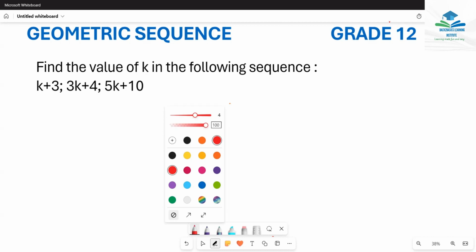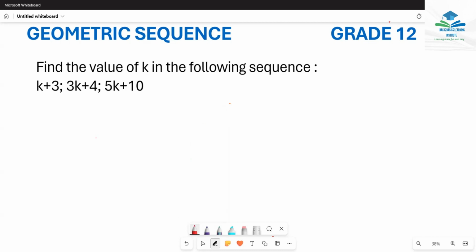Now, what we are going to be doing is looking at our geometric sequence. We are going to look at these particular exam-type questions that you may find in there. Firstly, they want us to find the value of k in the following sequence. So what can you do to find the value of k? We are going to start here.